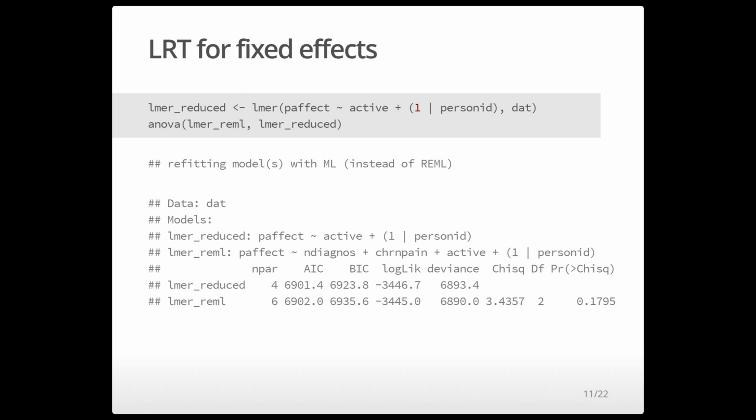And so you see what I do here is I fit a reduced model where I've taken out the number of diagnoses variable and the chronic pain variable and just have the active variable. And then I test my original model with all three variables compared to the model with just one variable. And this will test whether these two extra variables, chronic pain and number of diagnoses, significantly predict p affect above and beyond the active variable. And here we see we get a chi-square value of 3.44, degrees of freedom 2, which is not significant, with p 0.018.